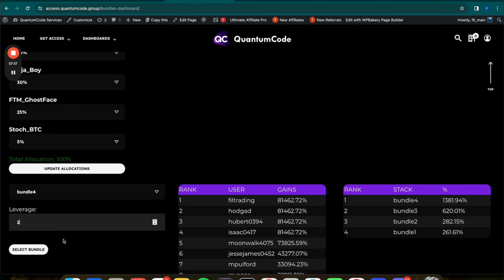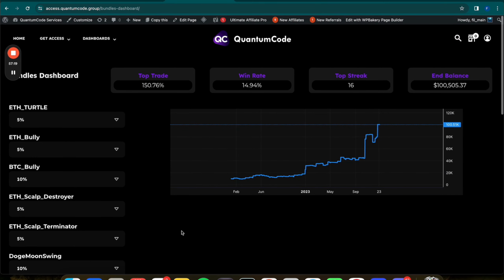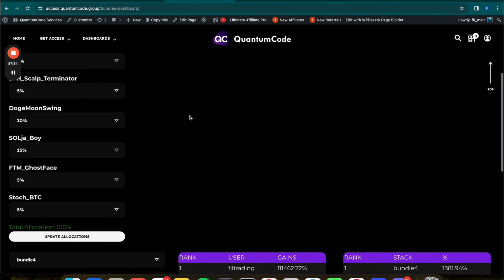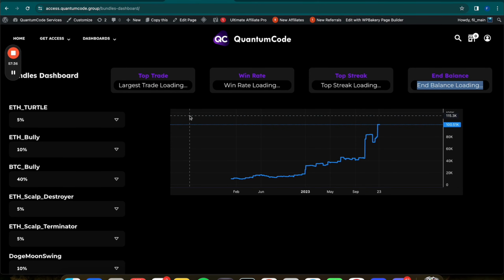Let's just go with a 2x leverage and see what happens. This will load for a little bit still. But really what we want to see is, can we sustain a higher leverage? Because Solana and Phantom, some of those trades have like 100%, 150%, right? So those are very, very volatile trades. They don't look volatile here because they're evened out by all the other strategies, which is the point of them.